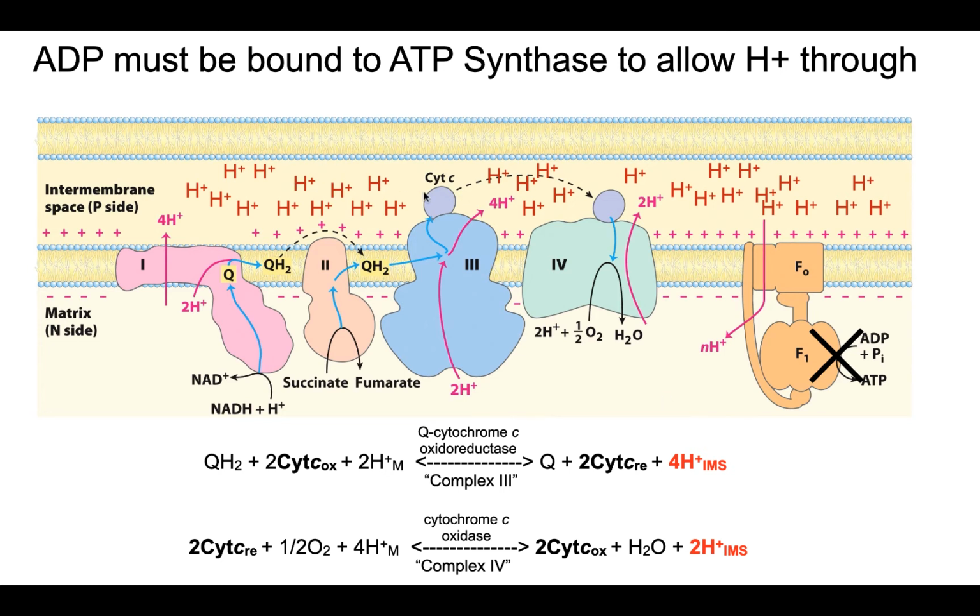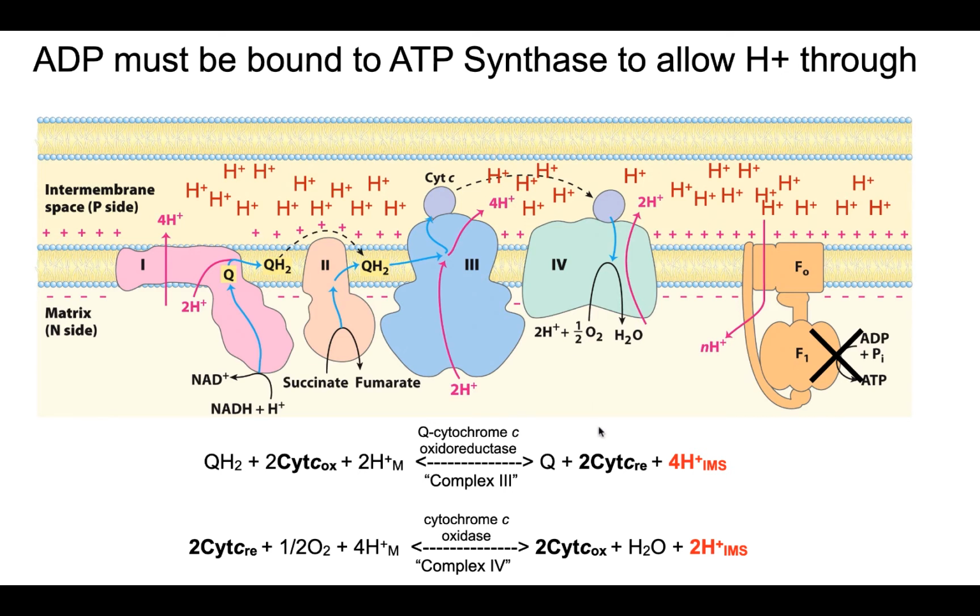And so the concentration, although it will always be higher than that in the matrix, will never be super high because the protons will always be flowing down their concentration gradient through ATP synthase. However, if ATP synthase is not bound to ADP and inorganic phosphate, it does not allow those protons to move down their concentration gradient. So we're at a situation here, because we haven't added ADP, we haven't added inorganic phosphate, those protons are just going to build up in the intermembrane space.